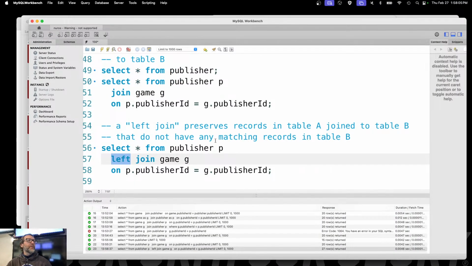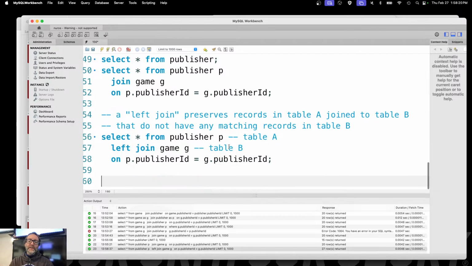Now you might be asking yourself, well, why is it left, right? It's because we're going from table A in this case. This is table A, and this is table B. Records are preserved left to right, from table A to table B. You might be asking yourself, is there a right join? And yes, right? It's just going the opposite direction.